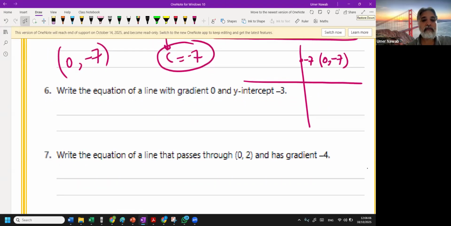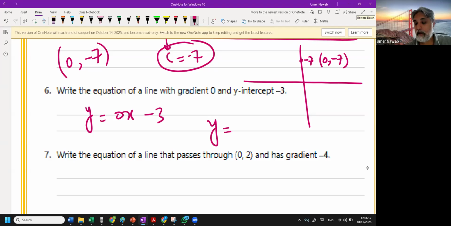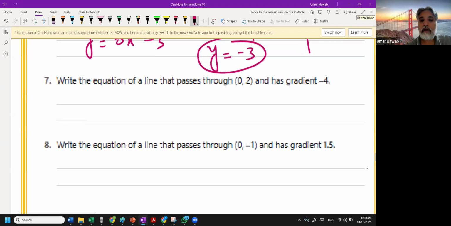Now find the equation of a line with gradient 0. If the gradient is 0, then y is equal to 0x and the y-intercept is -3. Basically, this is a horizontal line whose gradient is always 0 and the y-intercept is -3. So y is equal to -3, I can write as the horizontal line. Imagine this is the y-intercept. When the x-coordinate is 0, your y-coordinate is 2, so my c is 2.